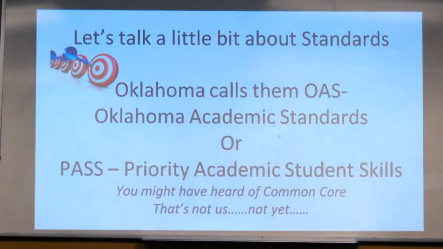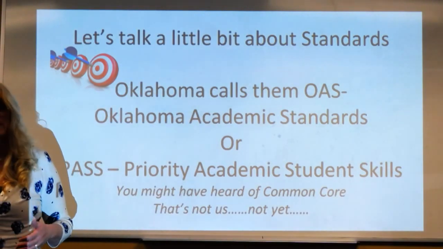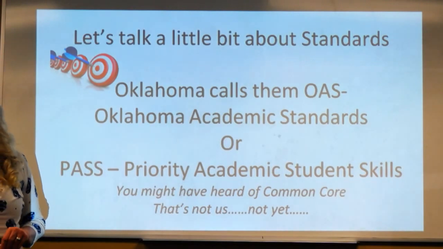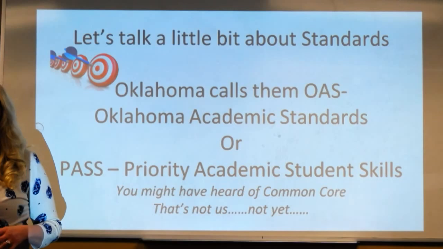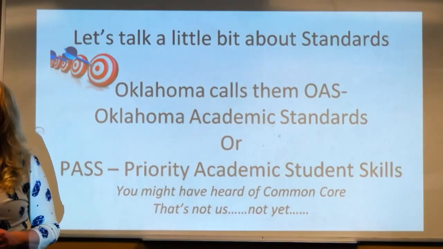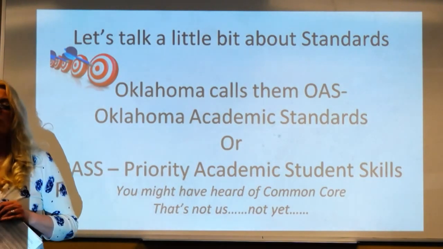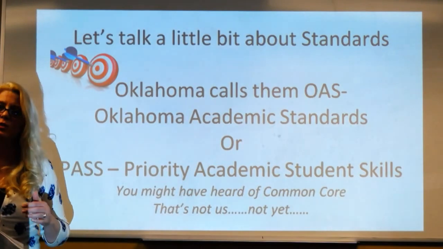So let's talk a little bit about standards. Oklahoma calls them the Oklahoma Academic Standards. You might have heard of PASS objectives. Those are the priority academic student skills. If you've never heard of either one of these, perhaps you've heard of the political and educational debates of Common Core. We are not Common Core. That's not us, not yet. We are the OAS, and I'm going to talk a little bit about what the standards are.